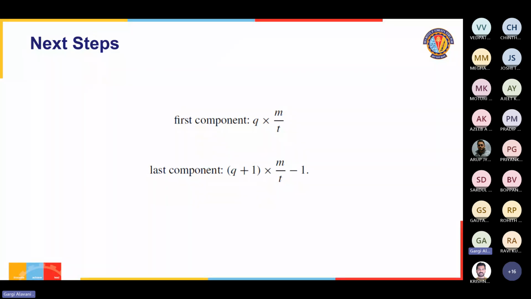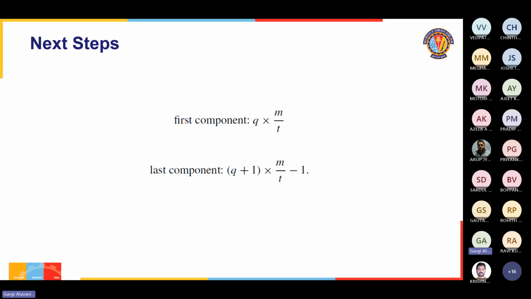To simplify this code, let's assume that both m and n are evenly divisible by t, where t is the number of threads and m and n are the size of the matrix. In our previous example, we considered that m is equal to 6 and t is equal to 3. This suggests that each thread will get m by t components. So what will thread 0 get? It will get the first m by t, and thread 1 will get the next m by t, and so on.